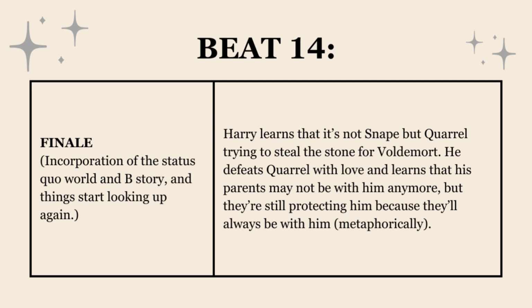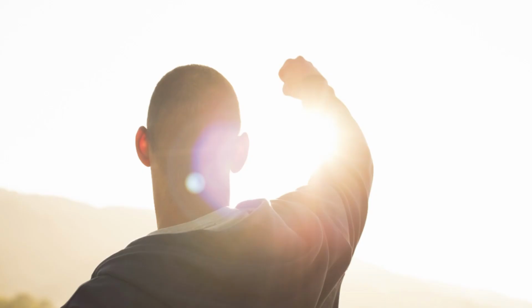This is the incorporation of the status quo world and the B story, and things start looking up again. In this case, Harry learns that it's actually not Snape, but Quirrell trying to steal the stone for Voldemort. He defeats Quirrell with love and learns that his parents may not be with him anymore, but they're still protecting him because they'll always be with him, metaphorically.